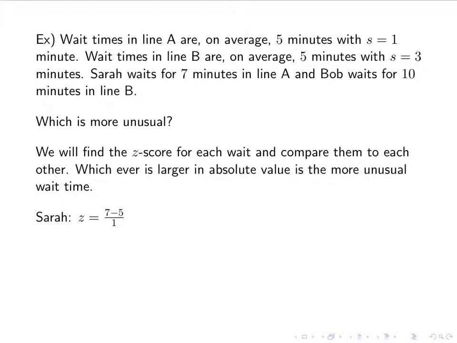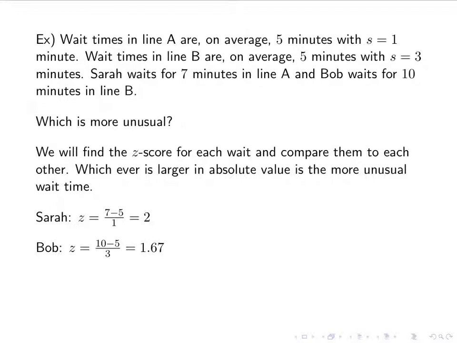So for Sarah, her z-score will be her x, 7, minus her mean, 5, divided by her standard deviation, 1. And we get a z-score of 2. So that's right on the edge of that usual or unusual barrier. Bob is going to be 10 minus 5 divided by 3, which is 1.67 rounded to 2 decimal places. So since Bob's z-score is smaller, it is closer to its own mean, which in both cases is 5. So it's closer to the mean in terms of how many standard deviations away from it is.